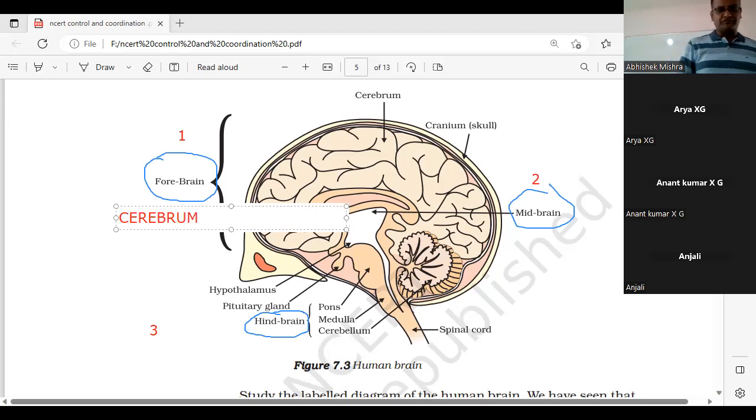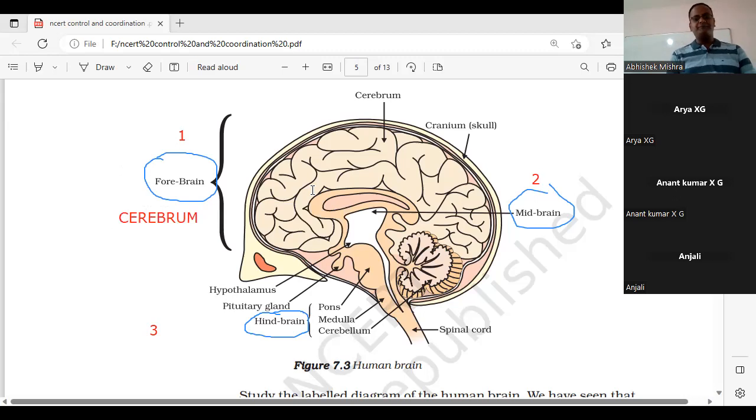This is the largest part of the human brain. And what are the functions of the forebrain? The forebrain is the portion of the human brain which controls the major functions like memory, intelligence, thinking, reasoning. These all are being controlled by the forebrain.